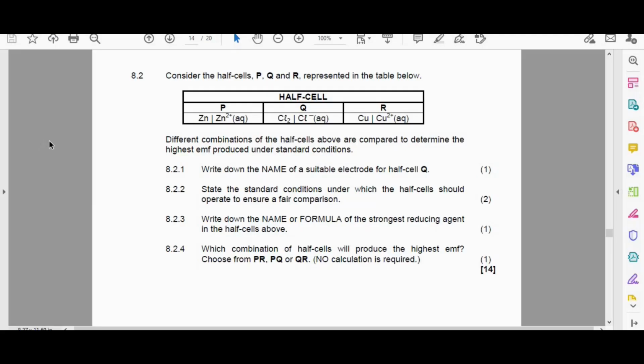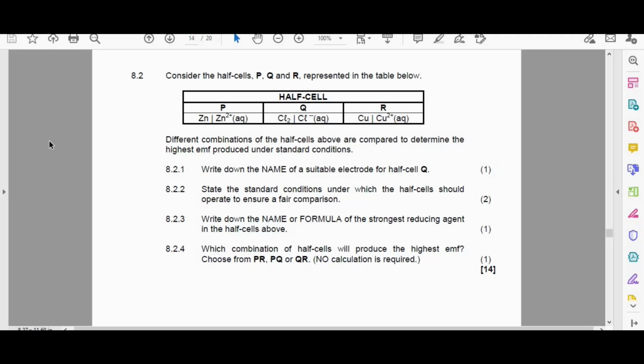8.2, we consider the half cells P, Q, and R that are represented in the table. Different combinations of the half cells above are compared to determine the highest EMF under standard conditions. Write down the name of a suitable electrode for half cell Q. So half cell Q, we've got chlorine in aqueous solution.